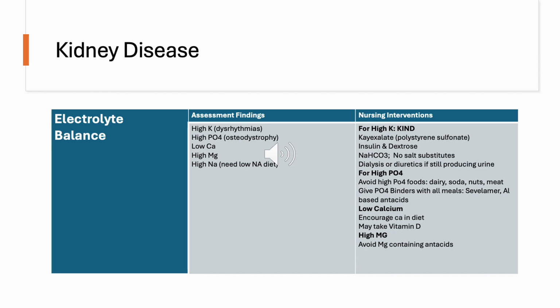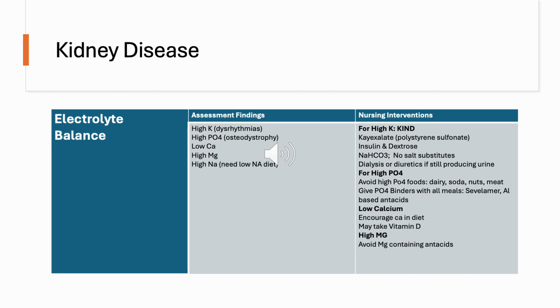For high potassium, remember the mnemonic KIND. So Kayexalate can be given, which is also called polystyrene sulfonate, which is probably on your exams. And insulin and dextrose helps drive potassium into the cells. Bicarb as well. You never want to give patients with high potassium salt substitutes because they're high in potassium. And then they may need to have dialysis if they're not producing urine anymore. But if they are producing urine, they may get diuretics to help with that.